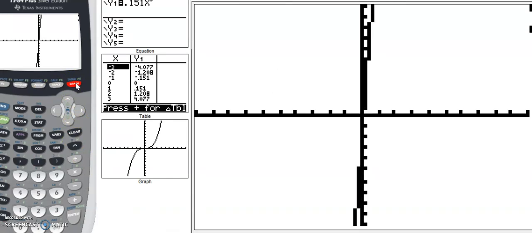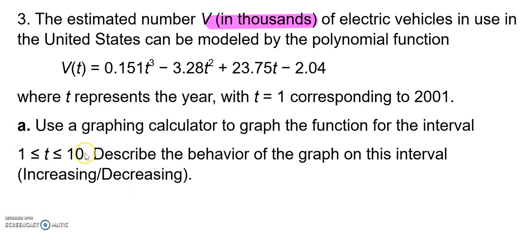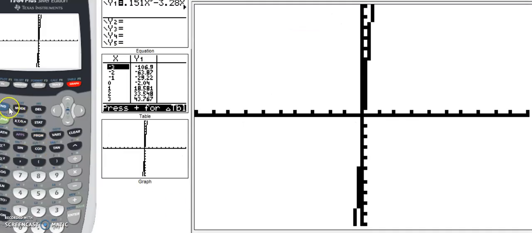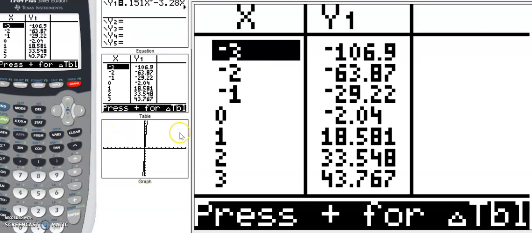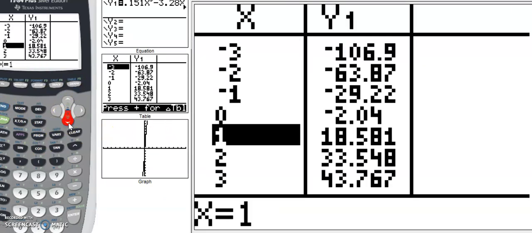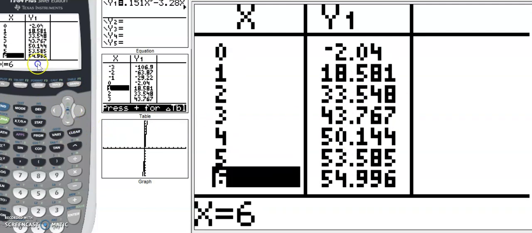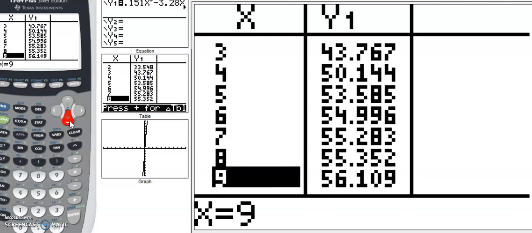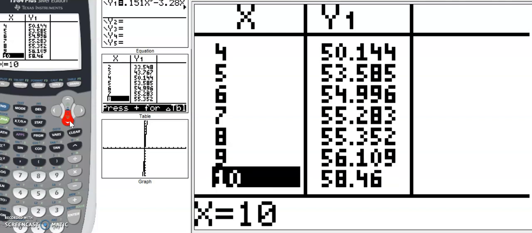Now, if I just hit graph, this is what I see. That's not terribly helpful. So what did it say? It wanted me to graph it from 1 to 10, right? Because it said from 1 to 10. So I'm going to adjust my window. If I go to my table, I want to look and see, okay, well, when x is 1, the y value is 18. And when x is 10, the y value is 58.